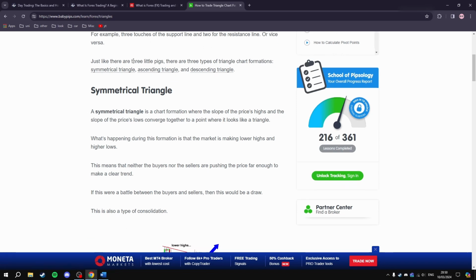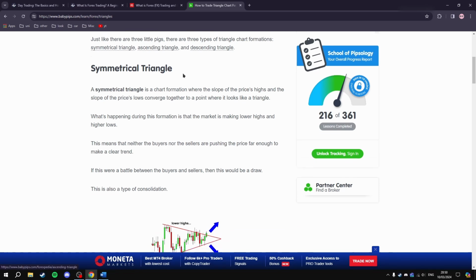Just like there are 3 little pigs, there are 3 types of triangle chart formations: symmetrical triangle, ascending triangle, and descending triangle.